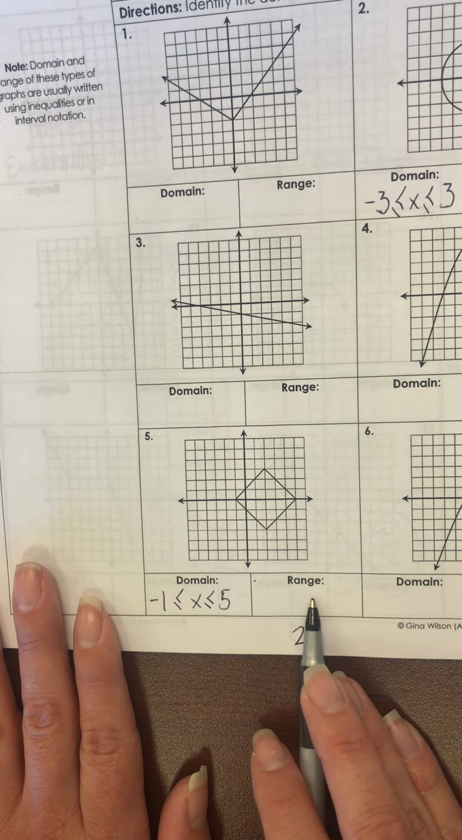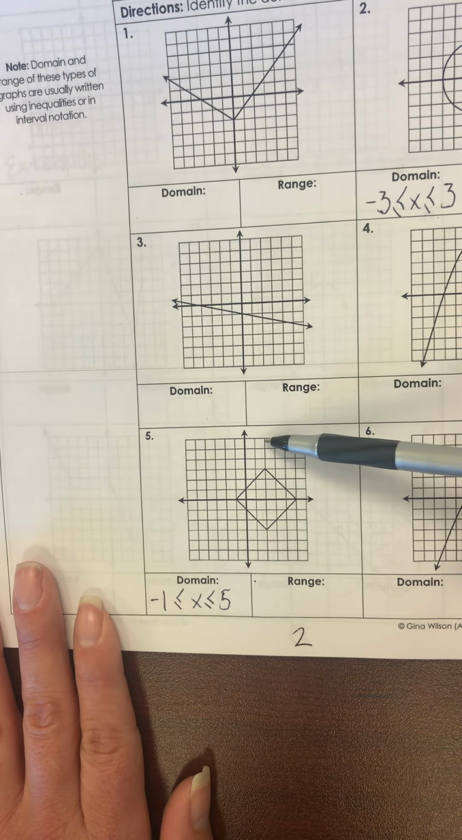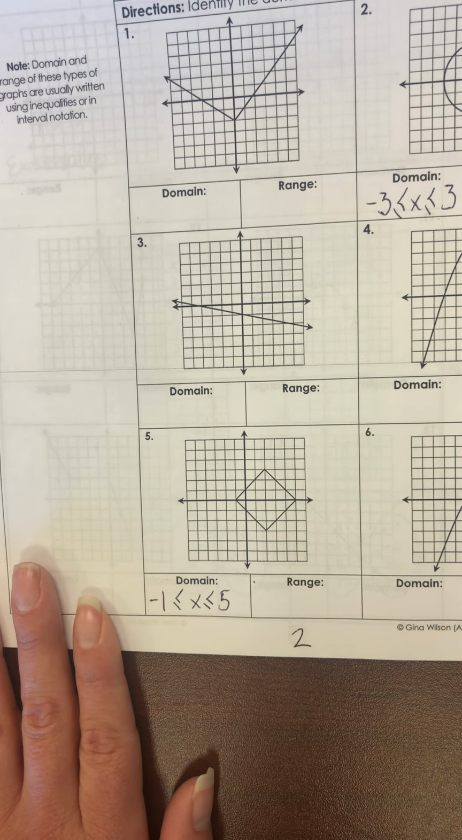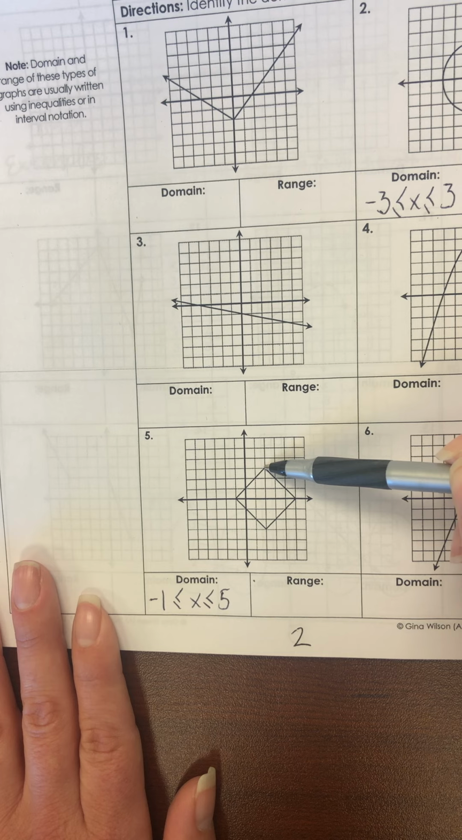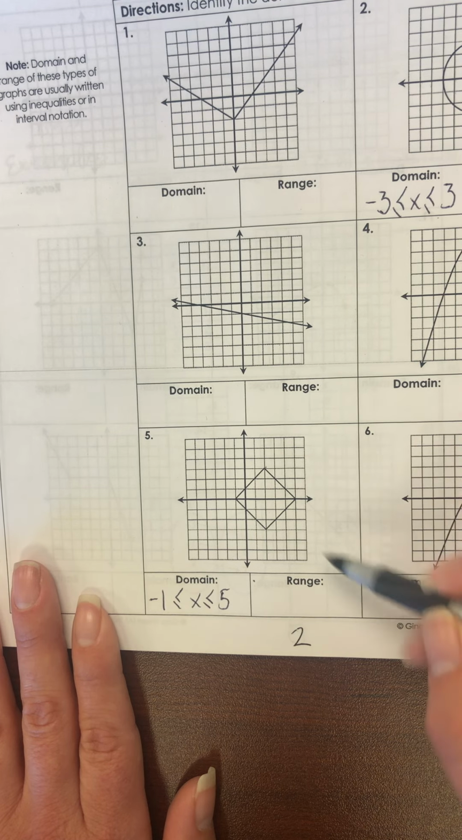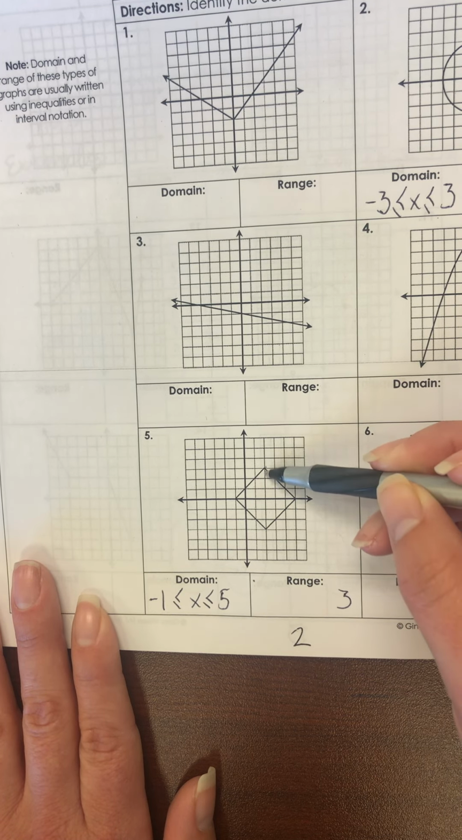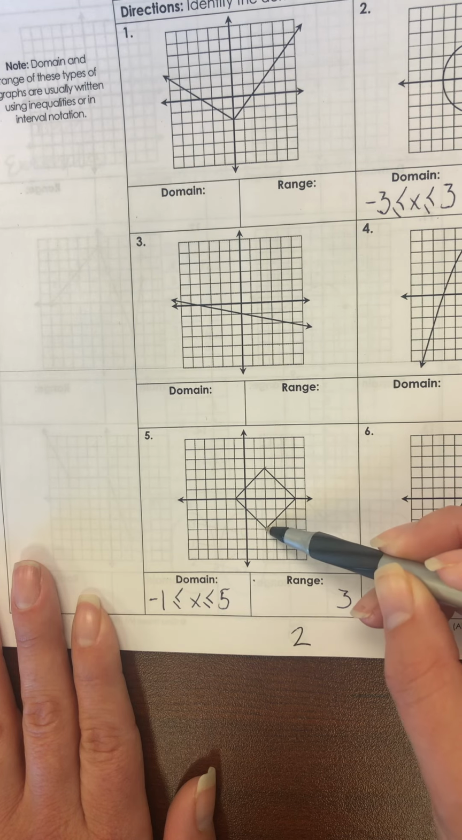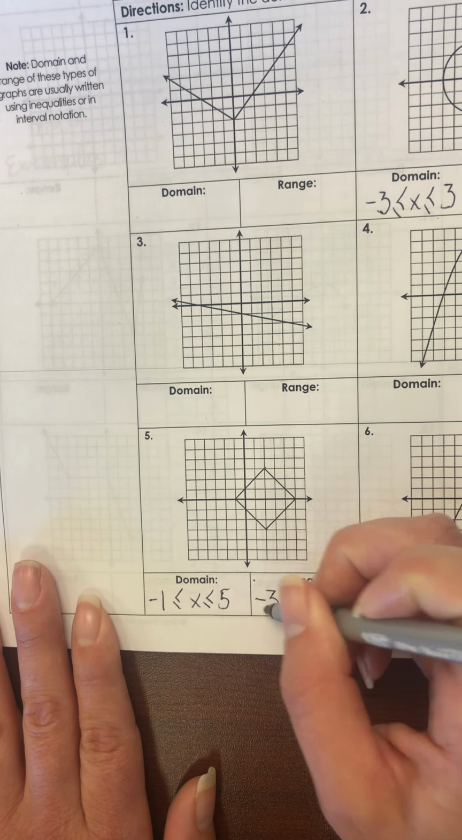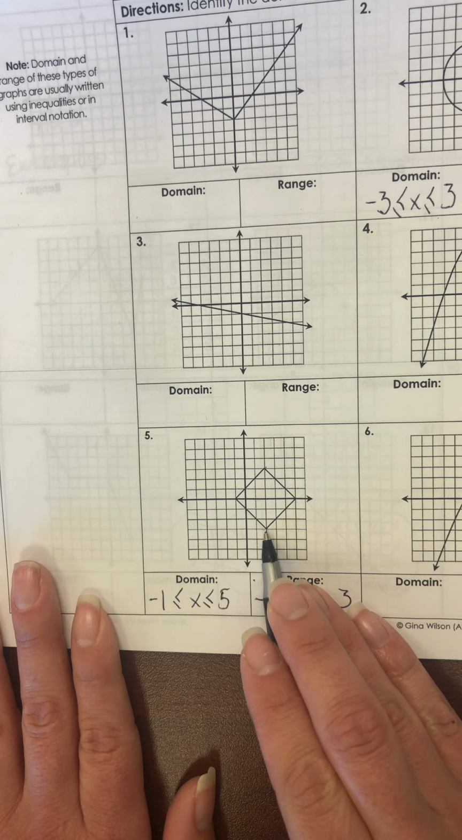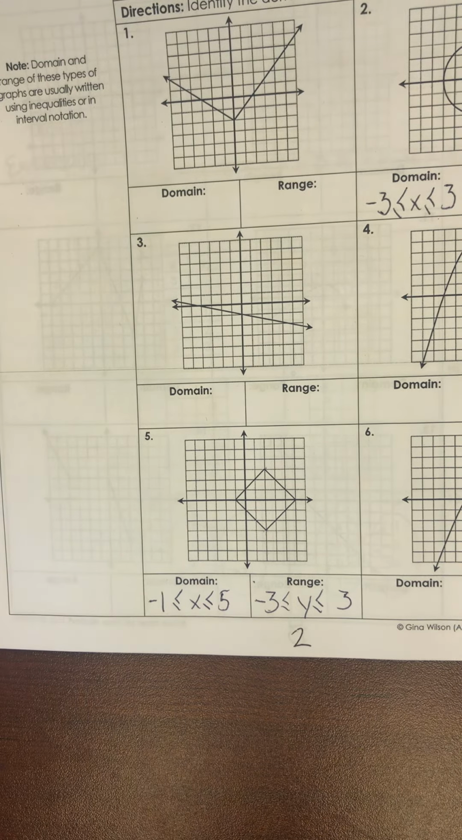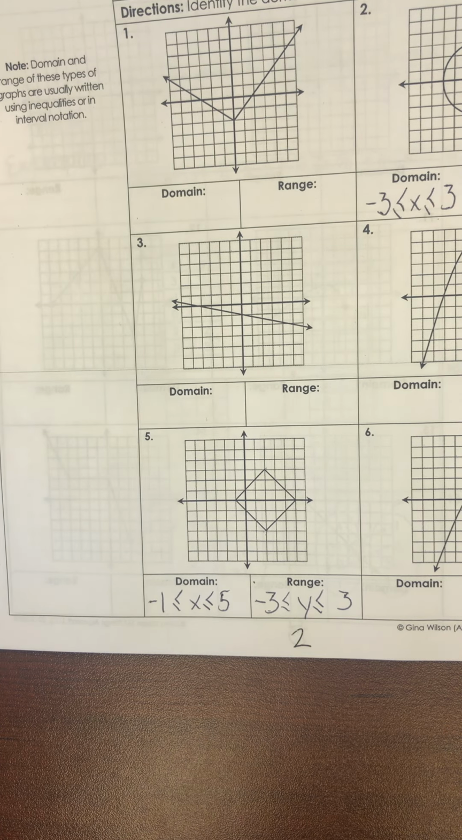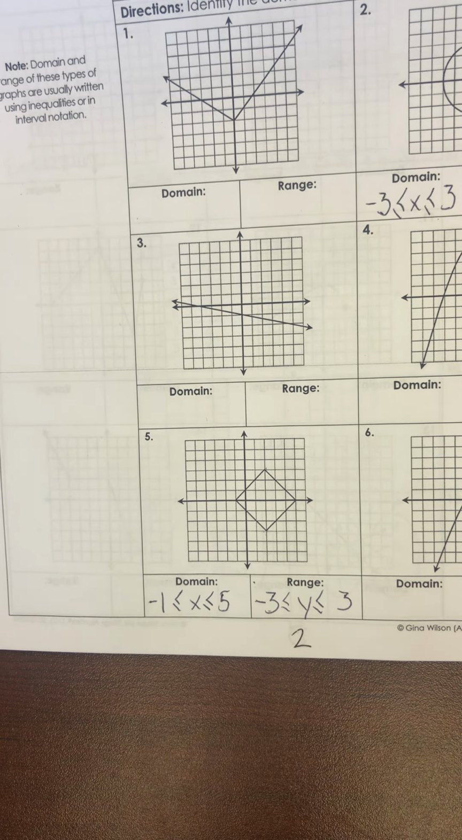Range, we know, means the y value. This isn't exactly on the y-axis, but we're looking for the highest y value. So the highest y value is at 3 on my y-axis. If I keep going down, I hit negative 3, which is where the last y value is on the graph. And there is our notation for the range in number 5.